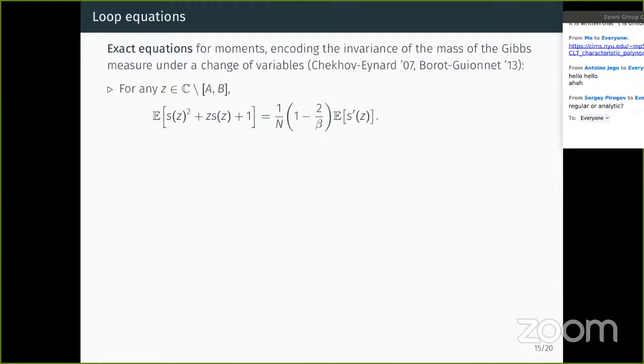So what are loop equations? There are many forms of loop equations that appear in many different contexts. It's always written as an exact formula between different moments at finite n. We have seen a loop equation in Paul's talk. Here they are slightly different, but still related.